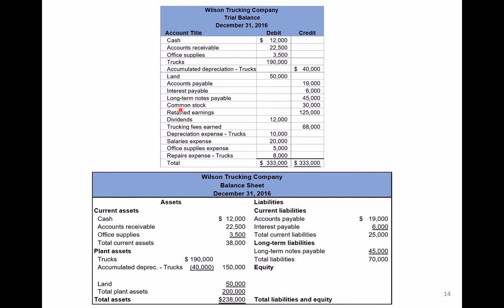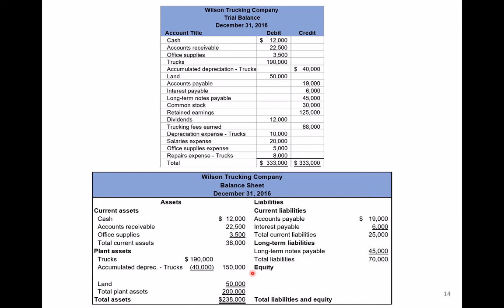Now for stockholders' equity, we list common stock and retained earnings. Retained earnings, this is the beginning retained earnings balance. Remember when we go through those closing procedures and prepare the statement of retained earnings, all of these numbers plus this gave us our ending retained earnings. So beginning retained earnings plus revenues minus expenses, or in other words, revenues minus expenses is net income. So beginning retained earnings plus net income minus dividends equals ending retained earnings.